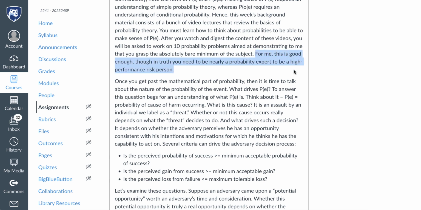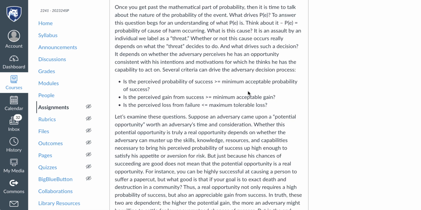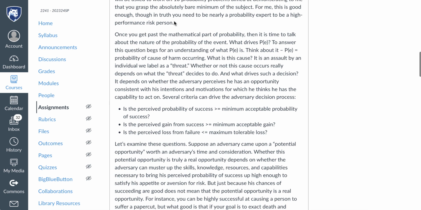For me, this is good enough, though in truth, you need to be nearly a probability expert to be a high-performance risk person. Now again, this is considering that you want to be a risk person, not specifically an information security risk analyst, or a vulnerability analyst. If you are a vulnerability analyst or a threat analyst, specifically in the information security context, then you do not need to be a probability expert.